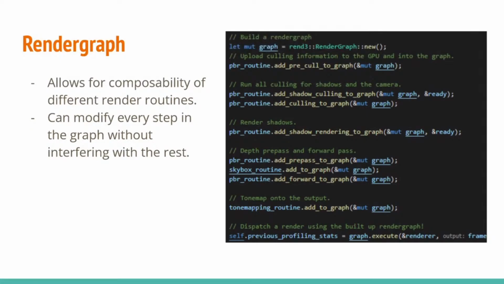So the main thing is it allows for composability of render routines. I can modify any step in the graph without interfering with all the rest. If I want to use a different skybox, I can run a new skybox routine, plop that in the graph, and the rest of the code does not have to care. You want to add your own passes, some pre-processing, post-processing, whatever you want, you can just add that, and the rest of the code does not need to care, as long as it can match up the inputs and outputs.